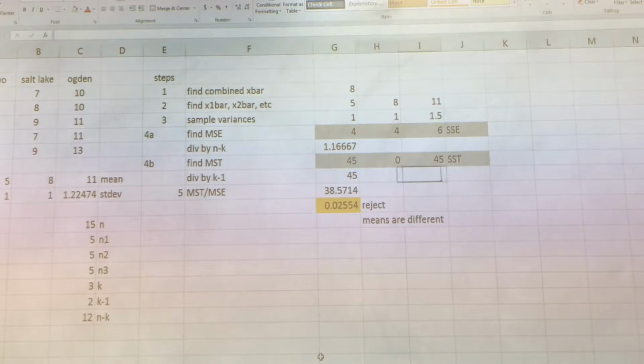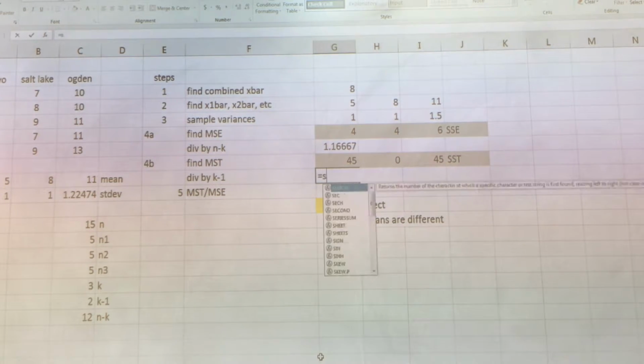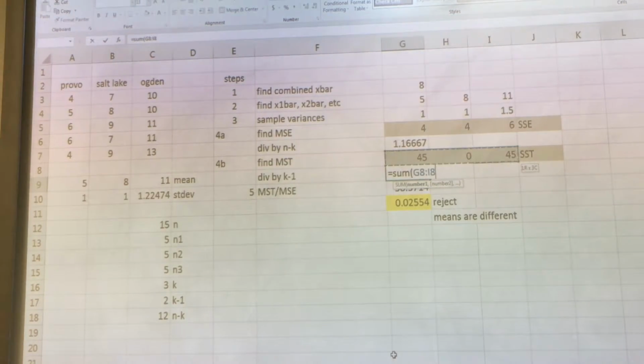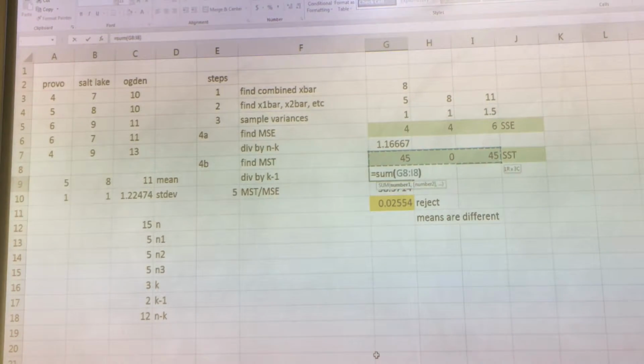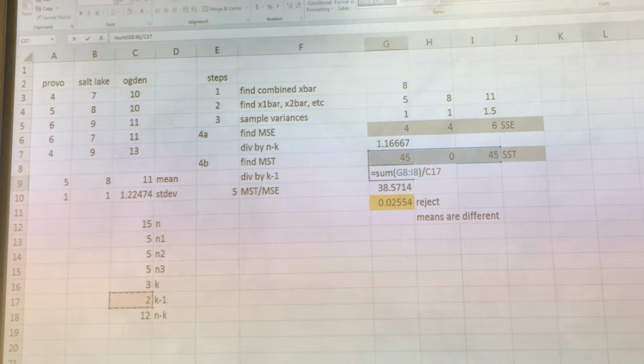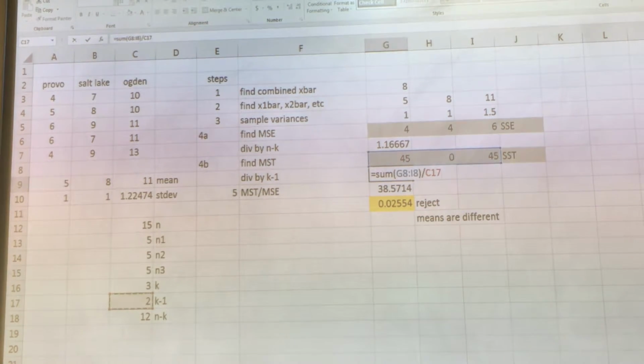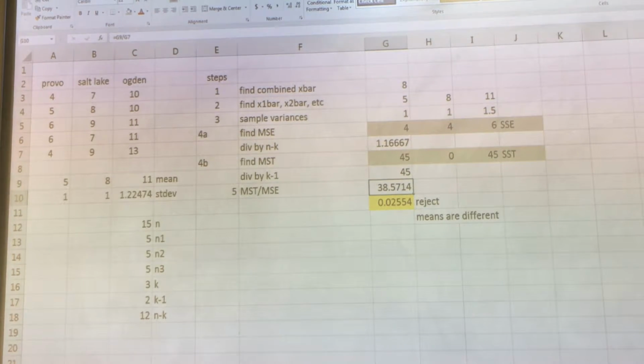Now we're going to divide. We're going to take the sum of this line here and divide it by k minus 1, which happens to be 2. So 45 and 45 is 90, divided by 2 works out to be 45. Now I'm going to take my MST, which I just found, and divide it by my MSE, which is right there, and that's going to give me a value of 38.57.